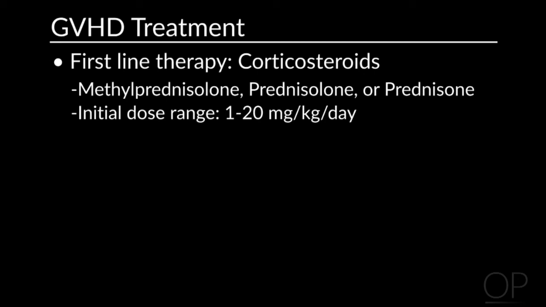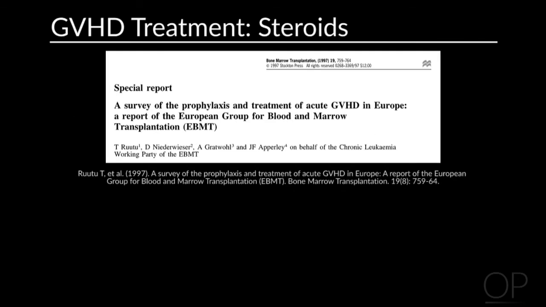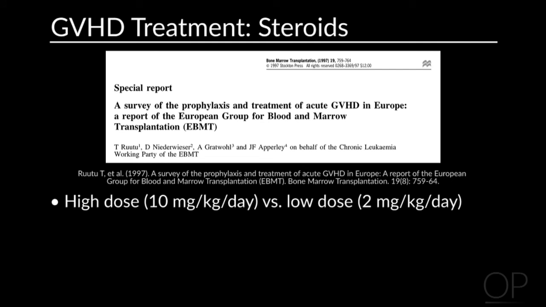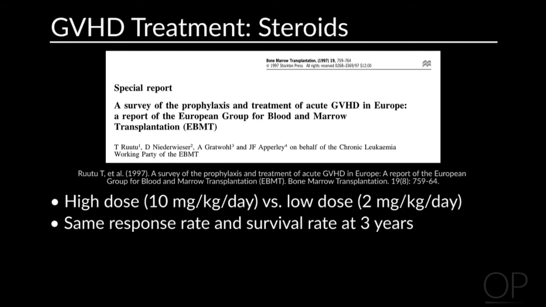steroid. There has been a randomized study comparing the use of high dose, 10 milligrams per kilogram per day, versus low dose, 2 milligrams per kilogram per day of steroid, and showed the same response rate and the same survival rate at 3 years, however, increased morbidity associated with a higher dose, so really showing no advantage to using much higher doses of steroid for the majority of patients.